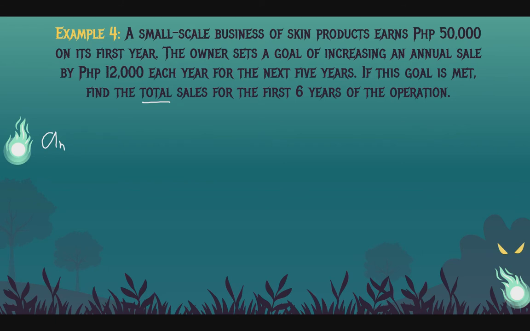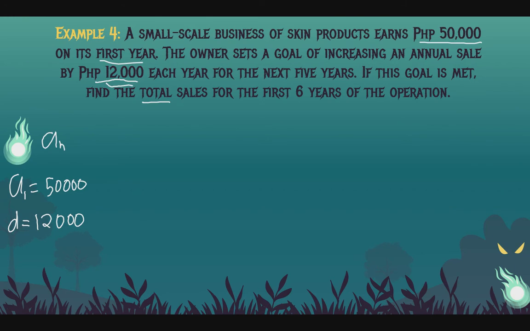50,000 pesos sa unang taon. Obviously, this is our A sub 1. Ngayon, increasing an annual sale by 12,000 pesos. Tumataas daw taon-taon ng 12,000 pesos. So, basically, this is our common difference. Hanggang 12,000 pesos yung taas hanggang sa susunod na 5 taon. So, 6 years lang.